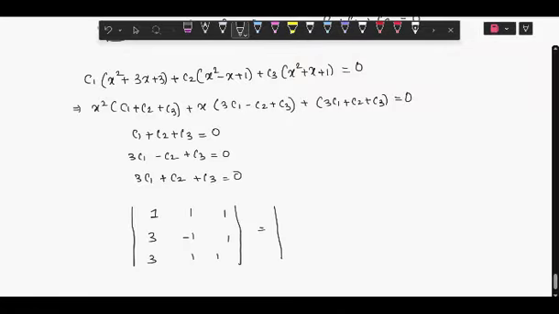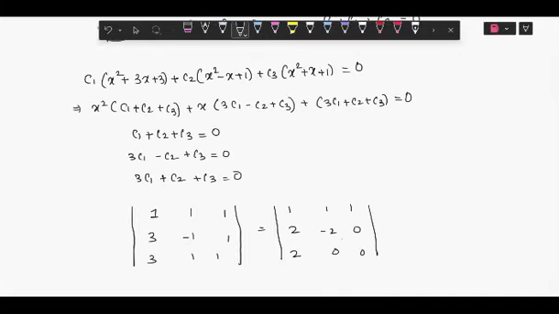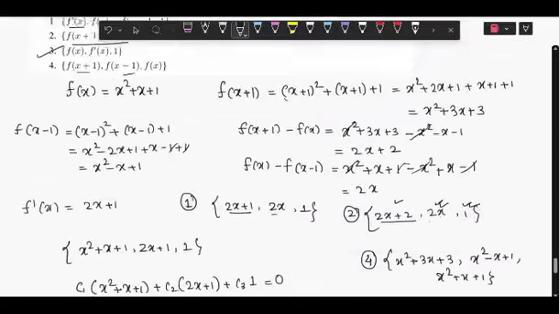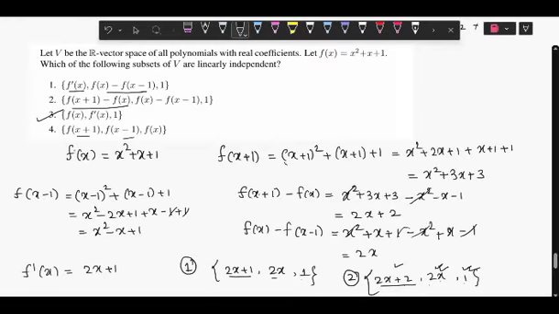डिटरमिनेंट कैलकुलेट करने के लिए फर्स्ट रो को सेकंड रो से सब्ट्रैक्ट कर रहे हैं. So if I subtract the first row from the second row, I have 2, minus 2, 0. If I subtract the first row from the third row, I have 2, 0 and 0. So if we expand with respect to 2, I have 4, which is non-zero. So the coefficient determinant is non-zero. Hence, the system has only one solution, which is 0, 0, 0. So therefore, this is again a linearly independent set. So option D is also a correct option. Thank you.